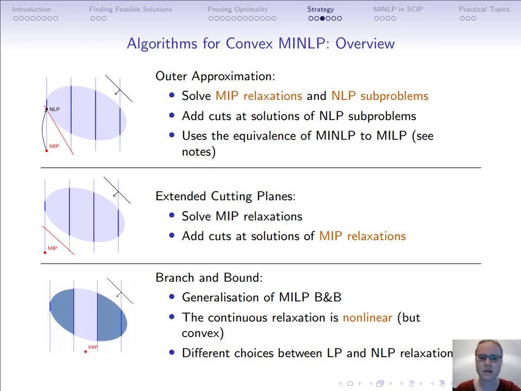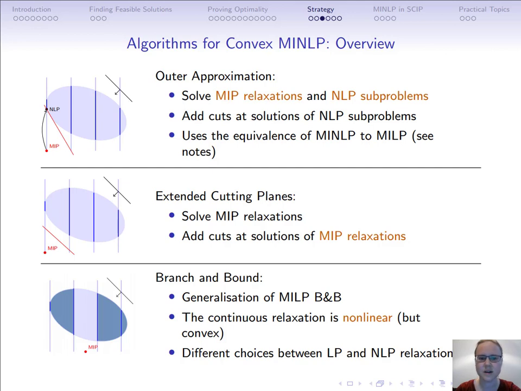Another method is extended cutting planes. It is rather similar to the outer approximation method, but it does not solve any NLPs, and instead it simply uses the solutions of MIP relaxations for generating the cuts, which means that the cuts will generally be weaker than those in outer approximation, but they will also be cheaper to generate because there is no NLP solving involved.